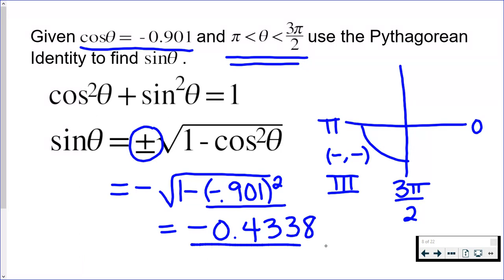0.4338. So the sine of this angle in the question is negative 0.4338, meaning that its y-coordinate is negative 0.4338, and the x-coordinate, or the cosine, which we were given, is negative 0.901.